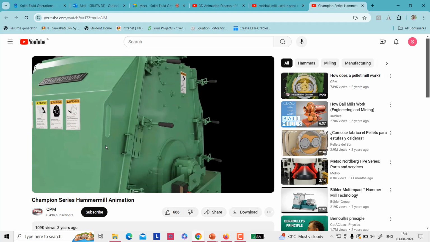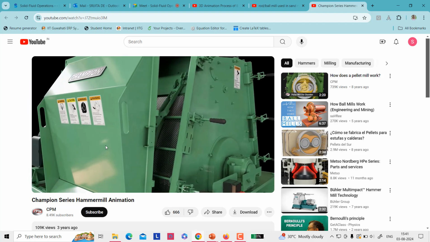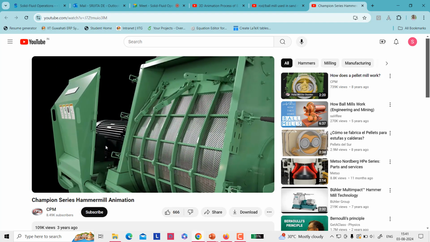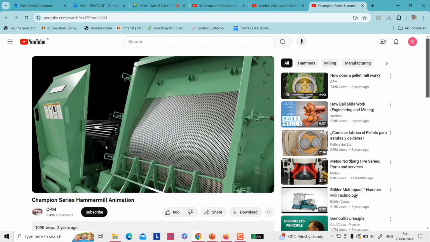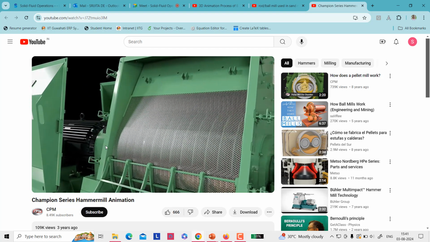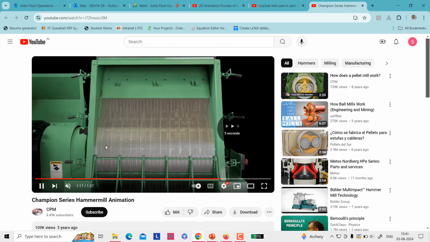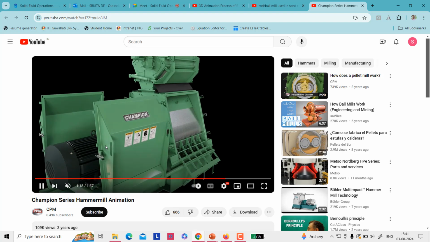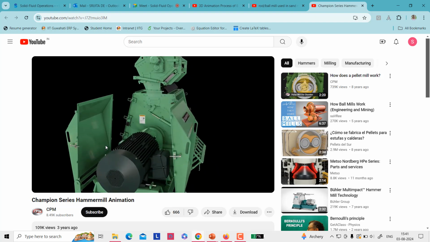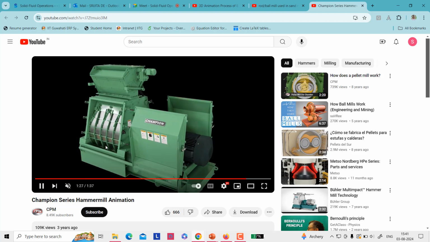So this is the whole machine of the hammer mill. So how a hammer mill works, it will show here. These are the different motors portion of the hammer mill. The gears are there, and the complete machine is there.